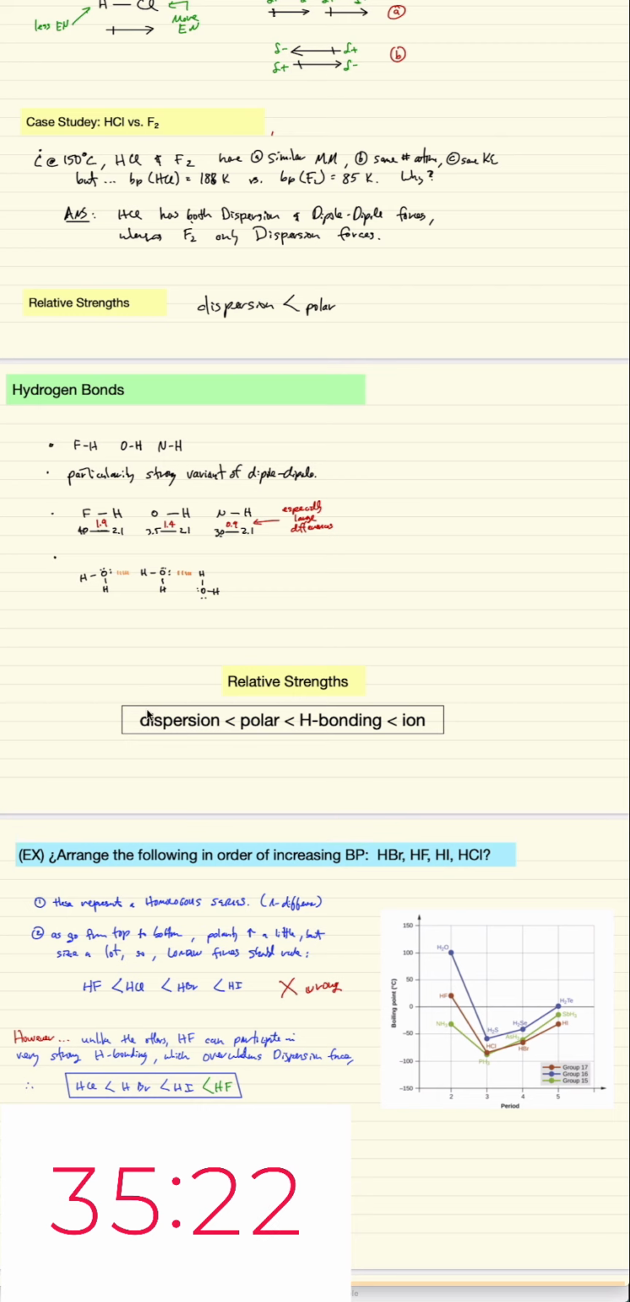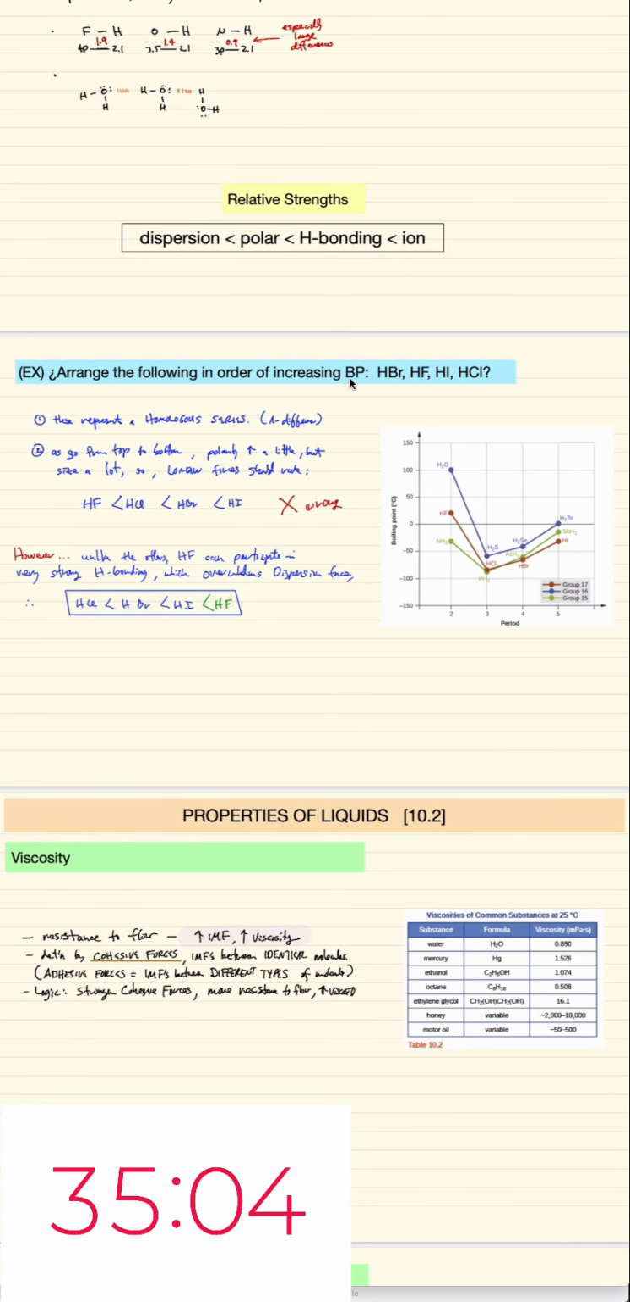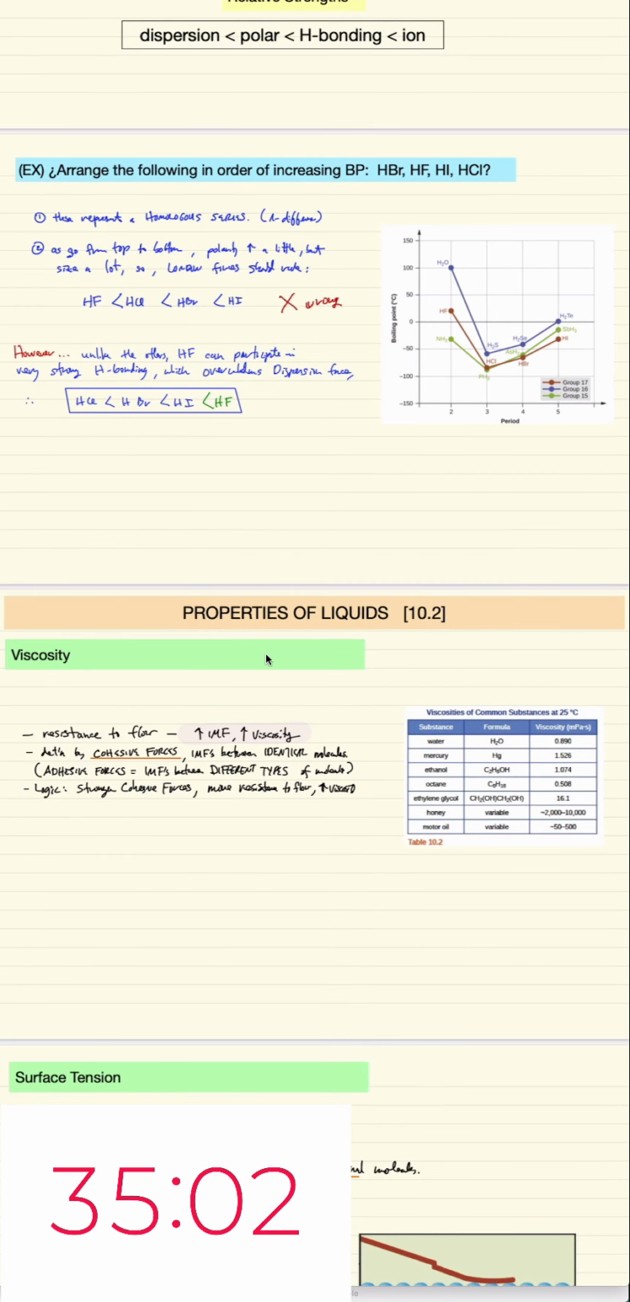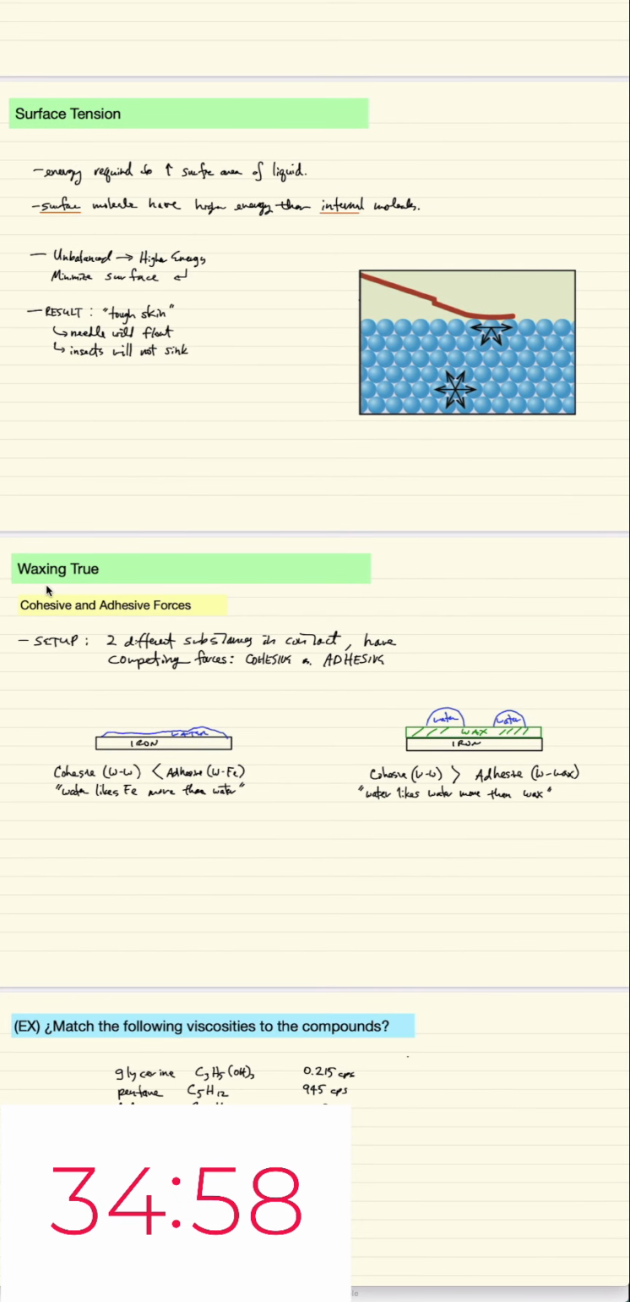There's the relative strengths right there. Dispersion is less than polar, is less than hydrogen bonding, is less than ion. There's your four right there. This relative strength, that little box right there, is the punchline of this. And the rest of this chapter is taking these four types of forces and predicting things like what? Boiling point, melting point, viscosity, surface tension, understanding why wax beads water.